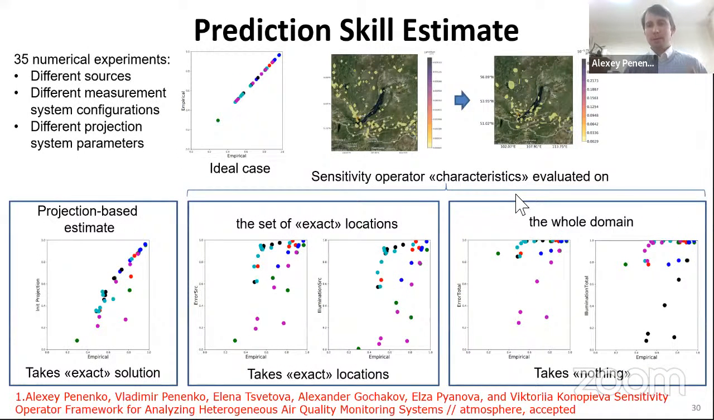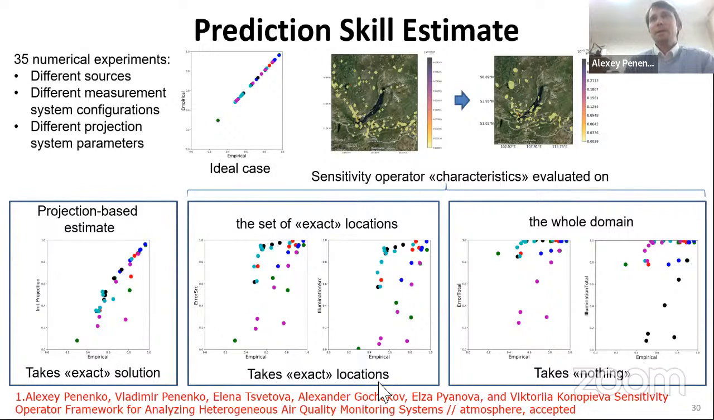But what about the summary? We show this on the following scatter plot. We put the empirical reconstruction estimate on this axis, and the corresponding estimate on the other axis. In the ideal case, we should have the diagonal here. Different points correspond to different experiments. We have 35 numerical experiments with different configurations, different conditions, and so on. For the projection-based estimate, we almost have the diagonal, but it takes the exact solution here.